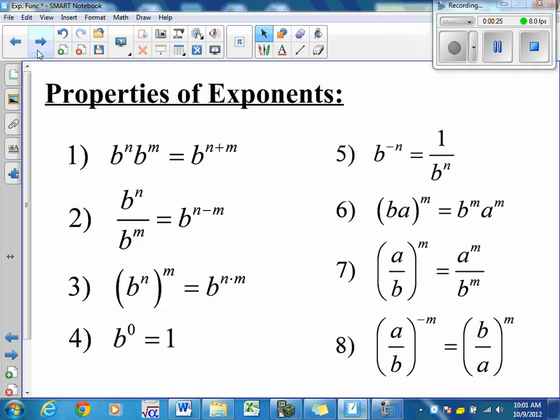Before we do that, though, I want to go back and review some of the properties of exponents. We've seen these already. If you multiply two things, you add your exponents; when you divide, you subtract your exponents; power to a power, you multiply; negative exponent, you think fraction. So we're going to do a few problems to refresh our memories because we're going to be using these a lot in this chapter, because we're dealing with exponential functions.